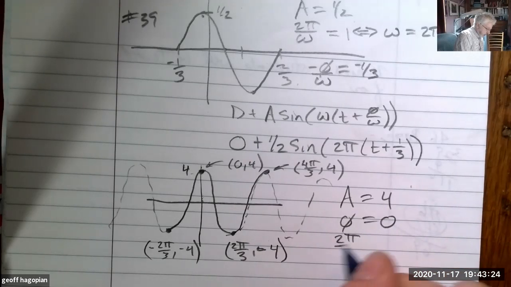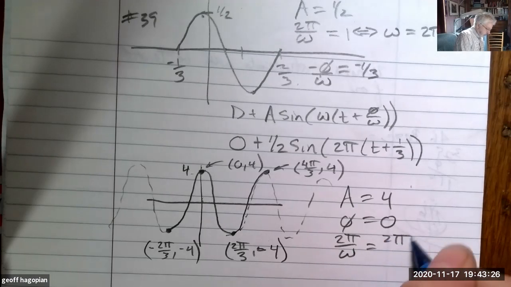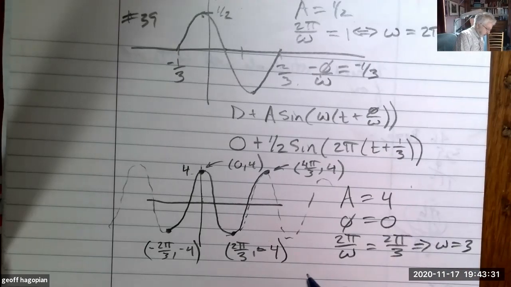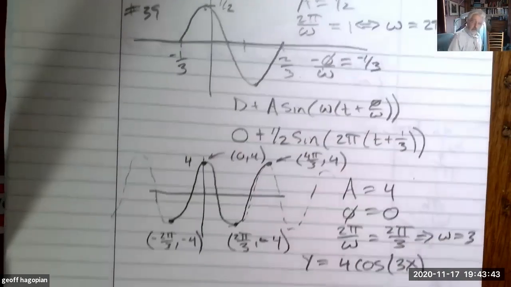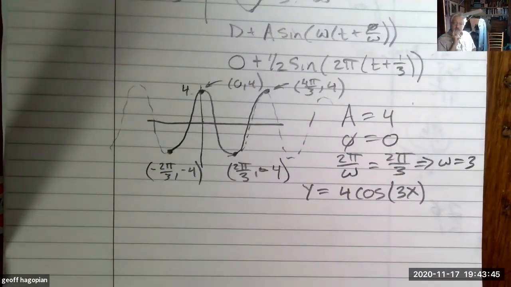2 pi over omega is 2 pi over 3. That implies that omega is 3. And so d is 0. So this is going to be y equals 4 times the cosine now of 3x. And that's it, right? So the wavelength will be 2 pi over 3. The amplitude is 4. There is no shift, either horizontally or vertically.